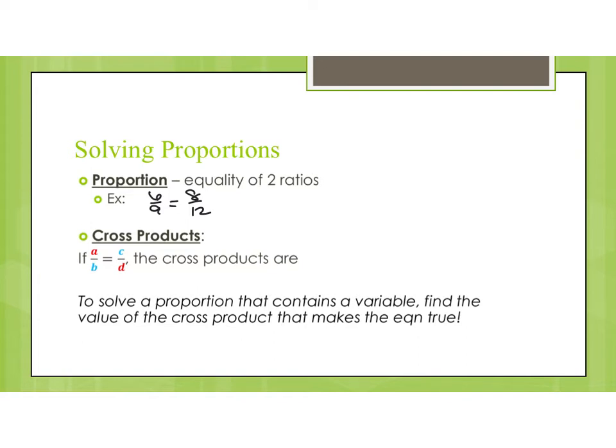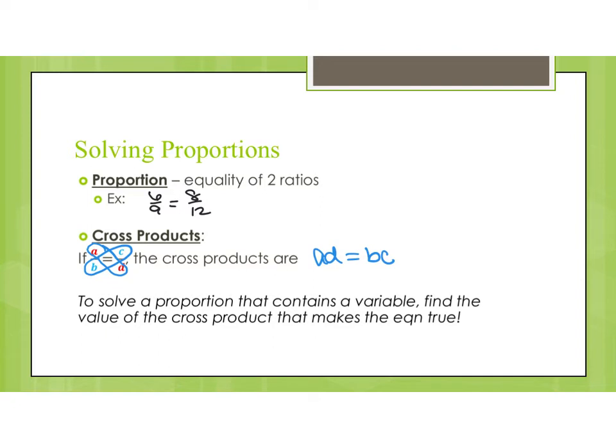So what the cross product says is if A over B equals C over D, then the cross products are going to be, we can take A and multiply it by D, and then we can set that equal to B times C. Okay, and then this will help us solve for the unknown variable, and we'll look at a few examples of this here in a minute.